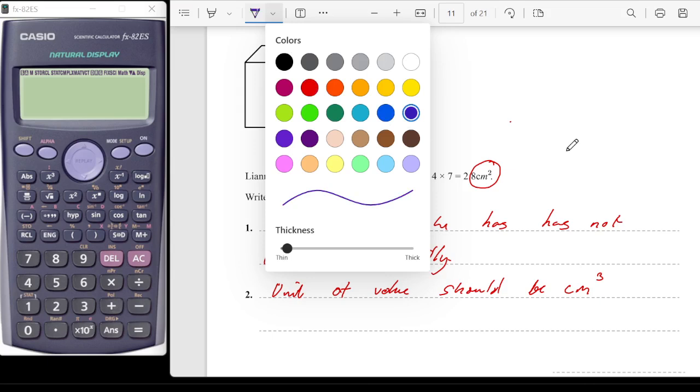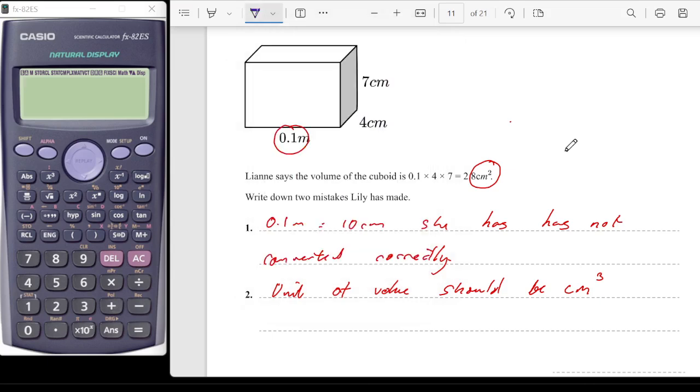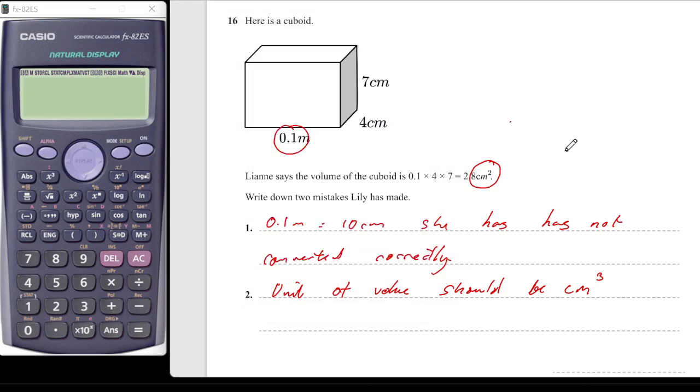We are picking up. What does the mark scheme say? One correct statement, B1, should have converted 0.1 meters to 10 centimeters. And mistake 2, she has written centimeters squared instead of centimeters cubed. So B1 and B1.